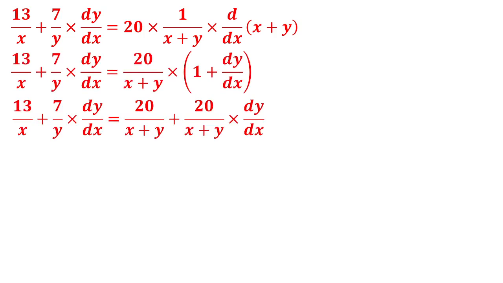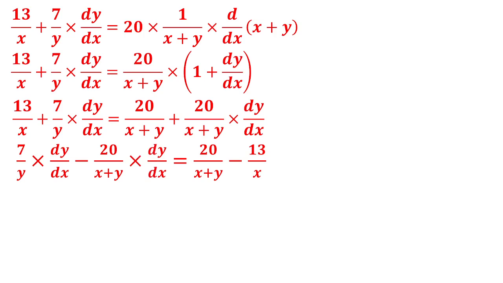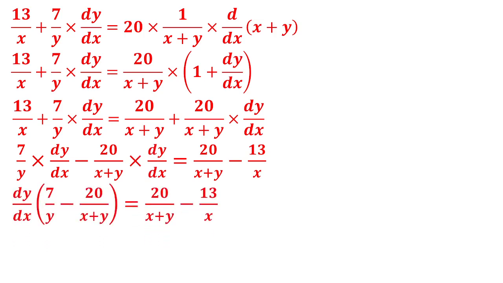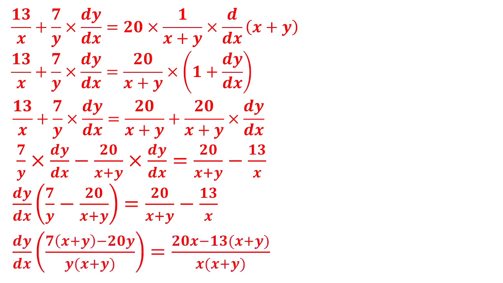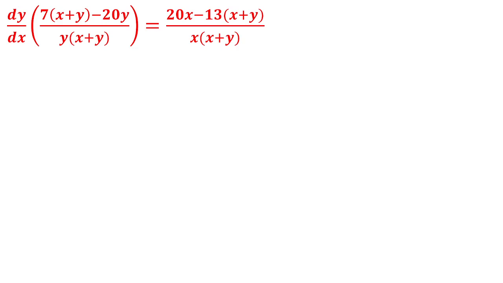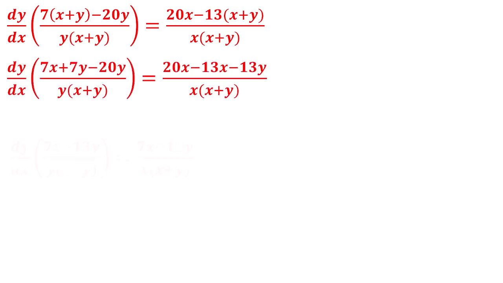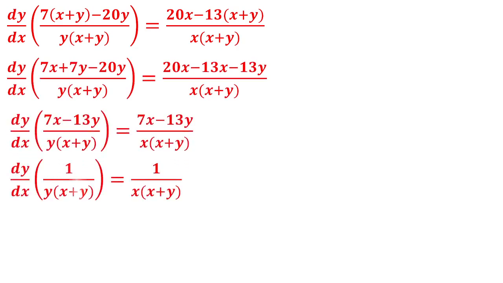We are now doing the simplifications by taking dy by dx to one side. dy by dx into 7 by y minus 20 by x plus y is equal to 20 upon x plus y minus 13 by x. Let us take LCMs in the left hand side and right hand side. y into x plus y and x into x plus y are the LCMs. Now I am simplifying it. After the simplification, we are left with 1 by y into x plus y is equal to 1 upon x into x plus y.